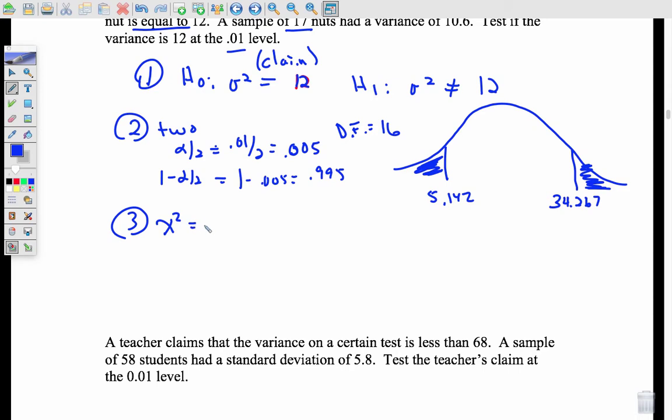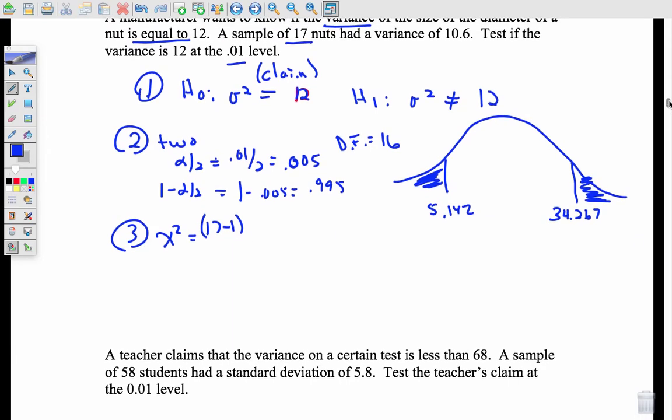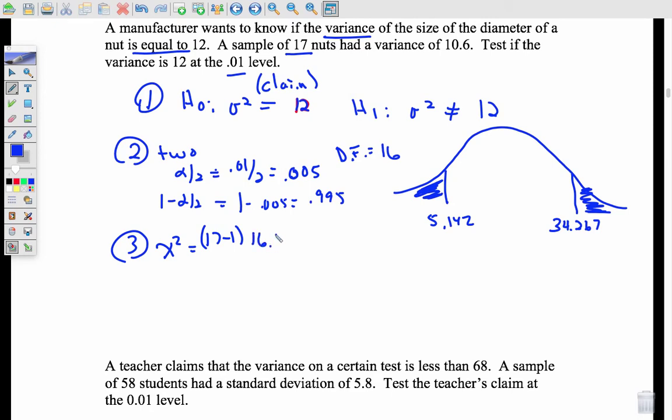Step number 3, we have a new formula for our test score. Our chi-square score is our sample size minus 1, so 17 minus 1, multiplied by our sample variance, which is 10.6, divided by our population variance, which is 12. Notice I'm not squaring those values because they're already given as the variance. S squared was a symbol for variance, and sigma squared was a symbol for population variance. I don't need to square those values. I just put those in there and make my calculation. So I get a test score of 14.13 when I calculate that.